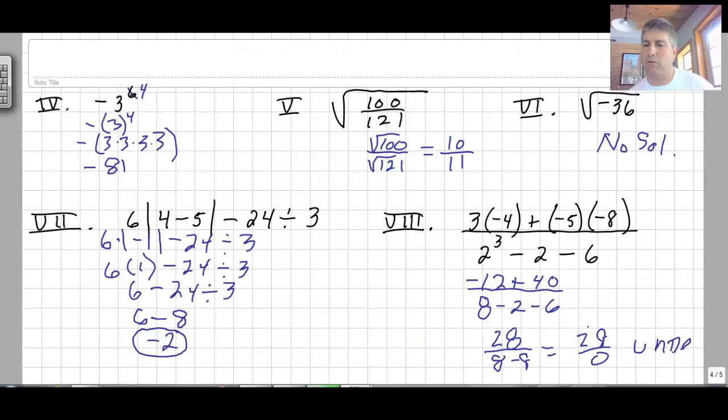Let's go back to that for you. That answer is undefined. That wraps up section 1.3 on exponents, roots, and order of operations, and we will see you in class.